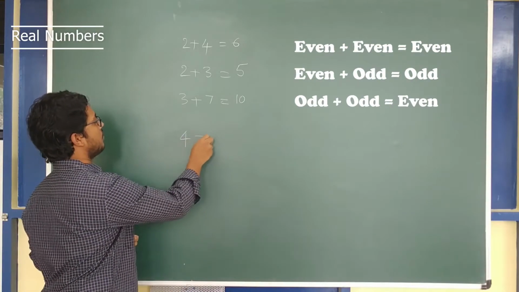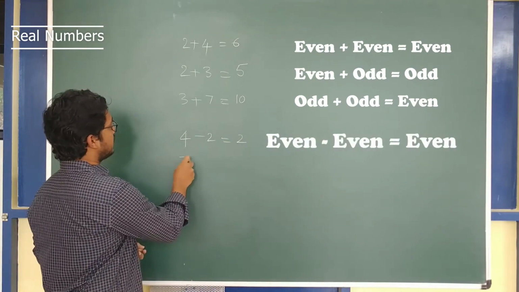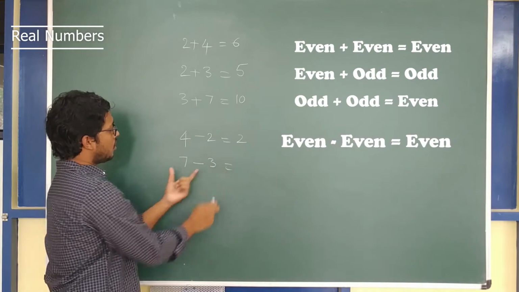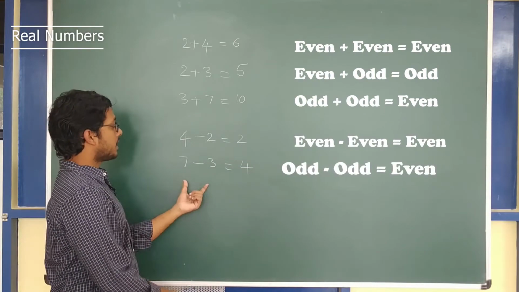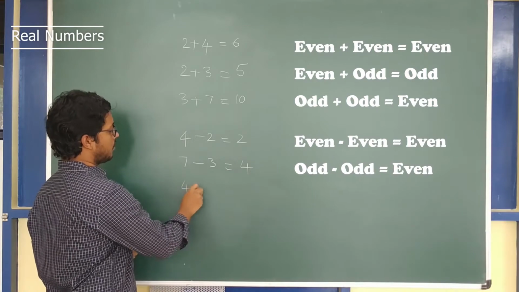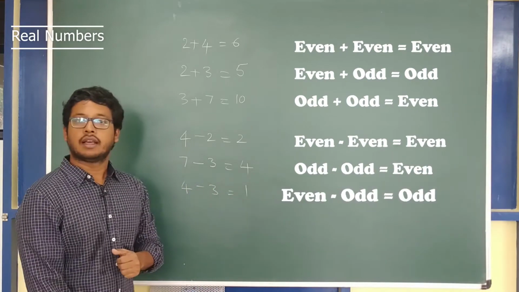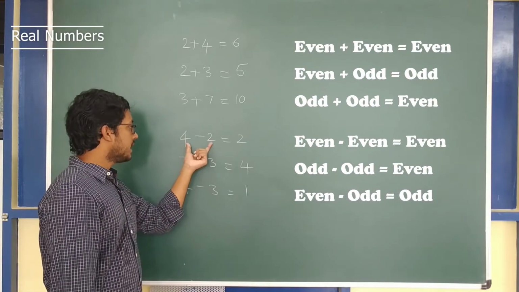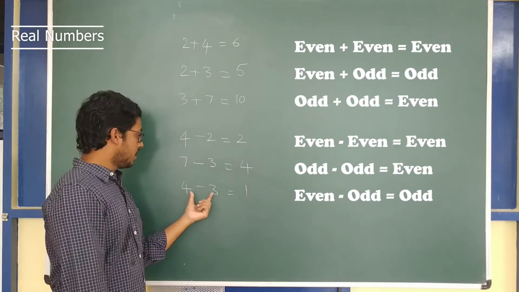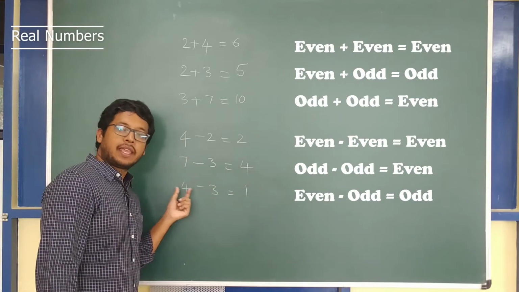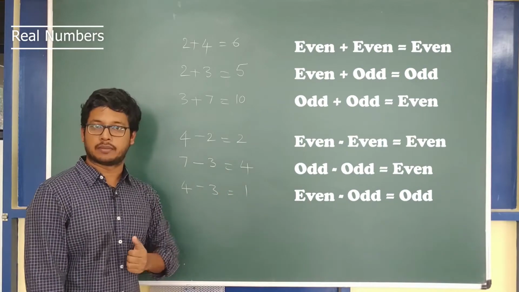Alright. Let's see what happens if we subtract two even numbers. Alright. So 4 minus 2, again it will be an even number. 7 minus 3, two odds I am subtracting, again it will be an even number. If you subtract 4 minus 3, even minus odd, then the resultant again will be an odd number. So when you subtract two evens or two odds, the resultant will be an even number. If you subtract even and odd, the resultant will be an odd number.